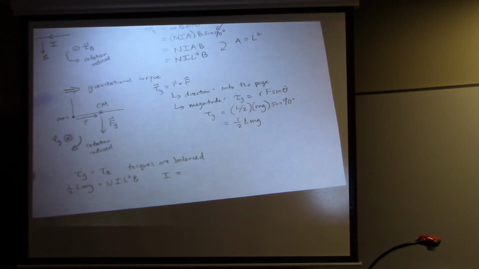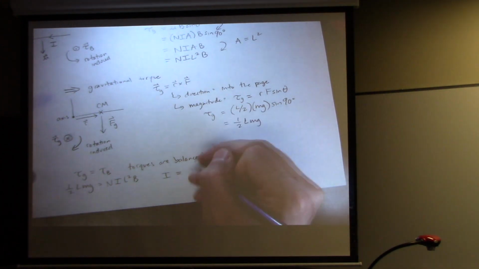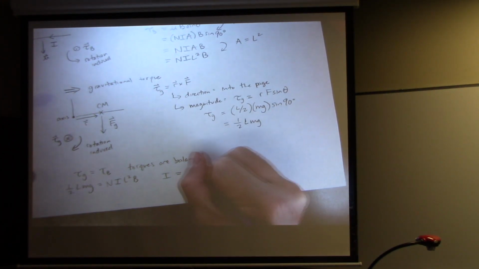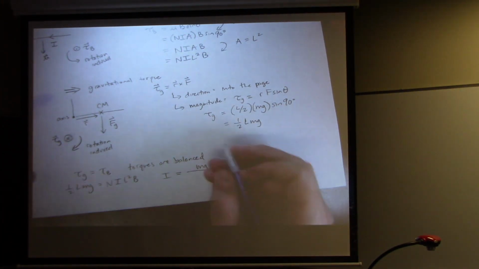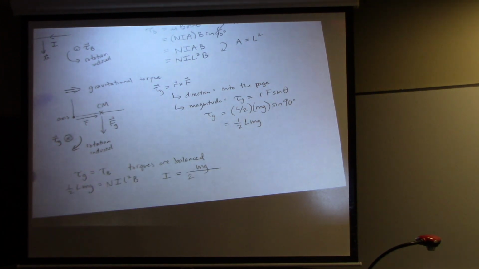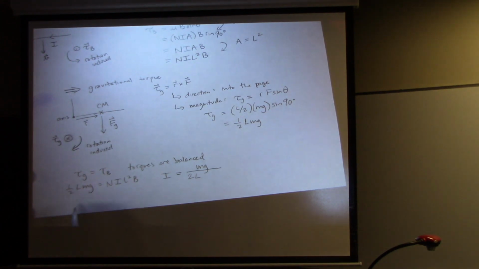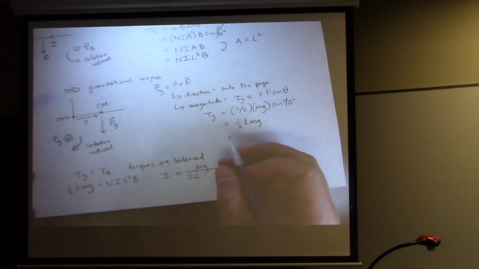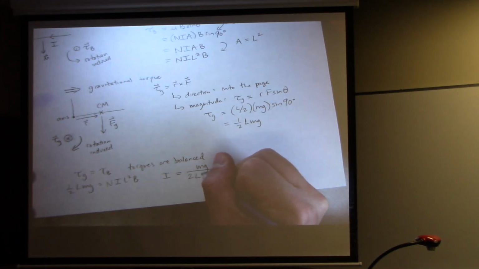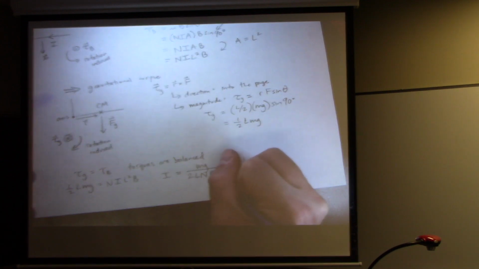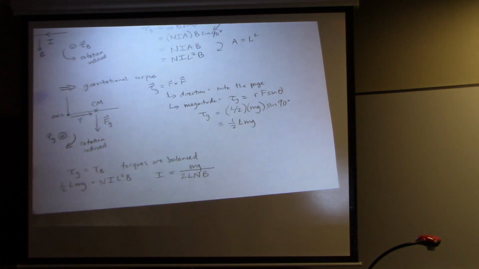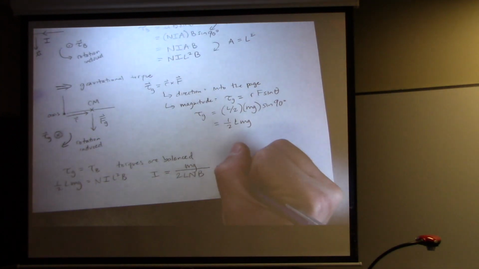So if we divide out N, L squared, and B, we're going to have mg on top. We're going to have a 2 on the bottom from this 1/2. We're going to have an L on the bottom because we have L divided by L squared. And then we're going to have N times B. So that's what it is when we solve for the current.